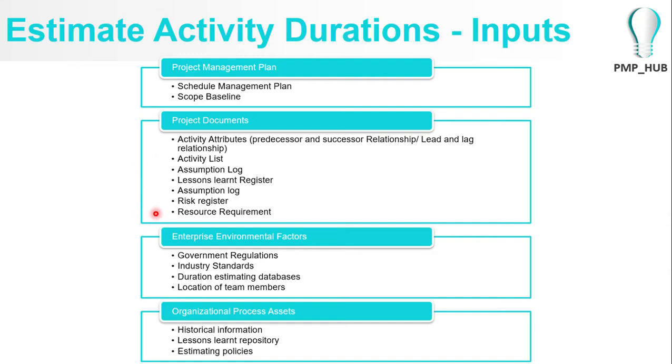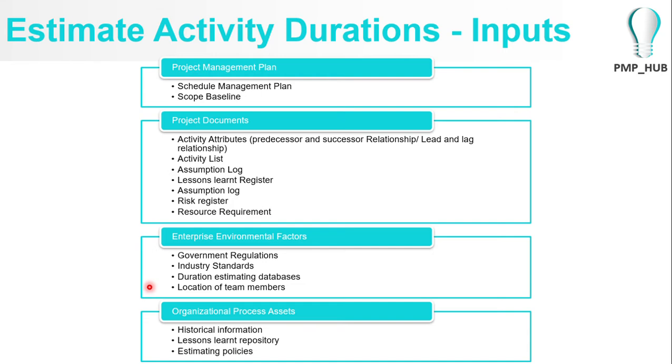The resource requirement will be also an input, and also as a part of environmental factors, you will have to understand the government regulation and the industry standards that are required for this project. Say for example, you might have to take some permissions from the government before doing some activity. So you might have to understand the regulations of the government in order to understand the time duration that they require for government approvals, so that you can embed that time duration when you estimate the activity duration in your project.